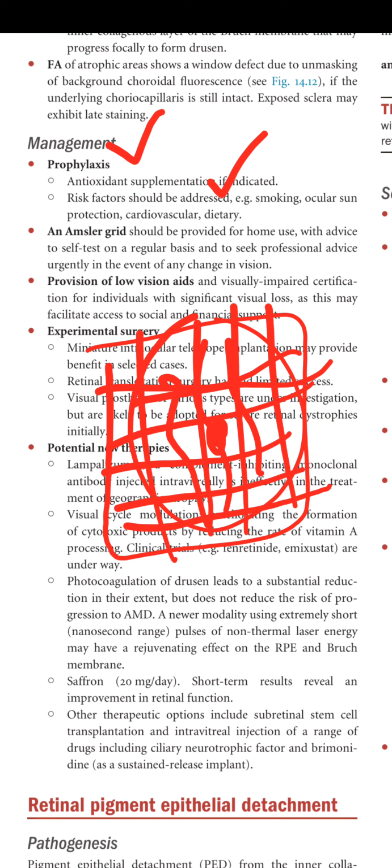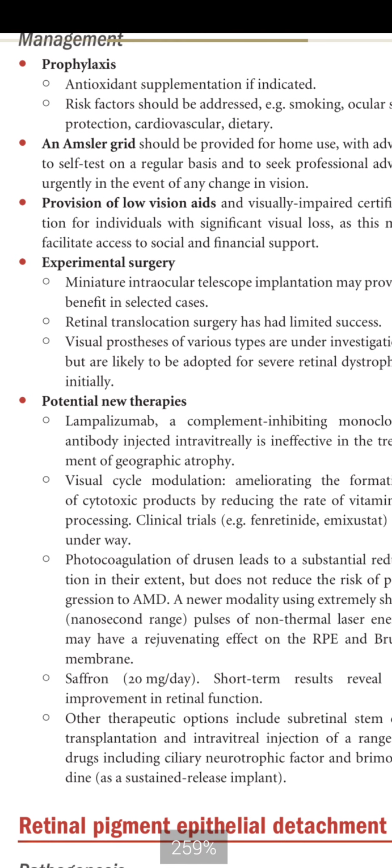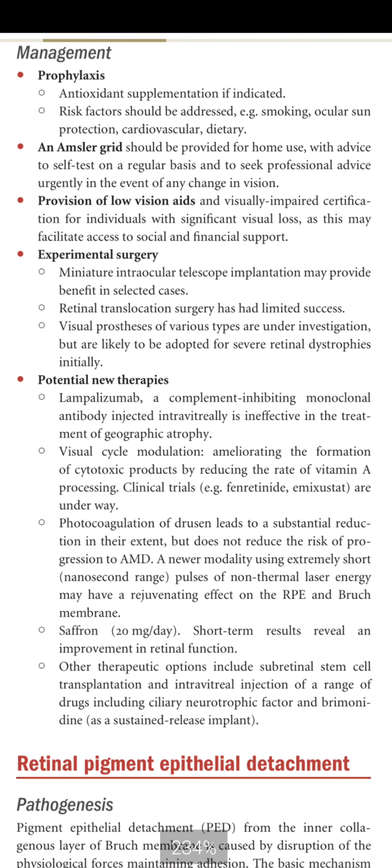If there is a distortion, it means that a macular disease is progressing. Provision of the low vision aid and usually visually impaired certificate for individuals with significant visual loss, as this may facilitate access to social and financial support. So there are certain kinds of experimental surgeries that have been going on. Miniature intraocular telescope implantation may provide benefit in selected cases. So intraocular telescope can be used.